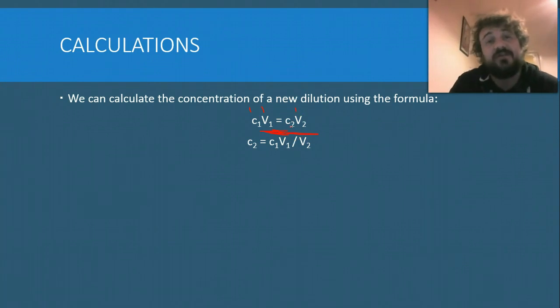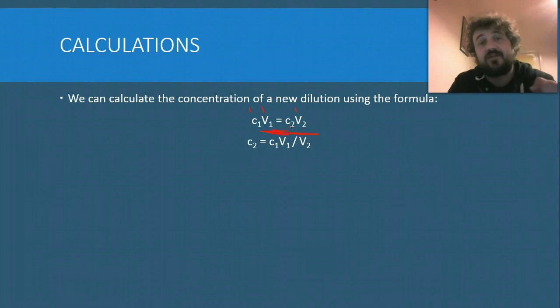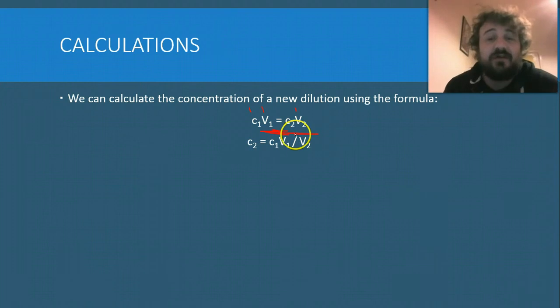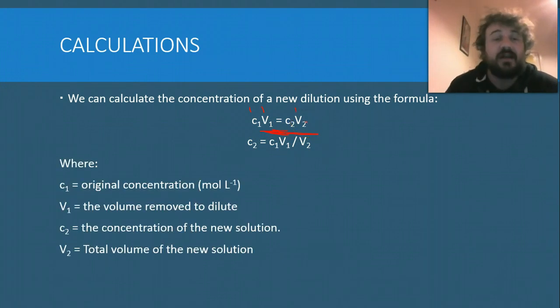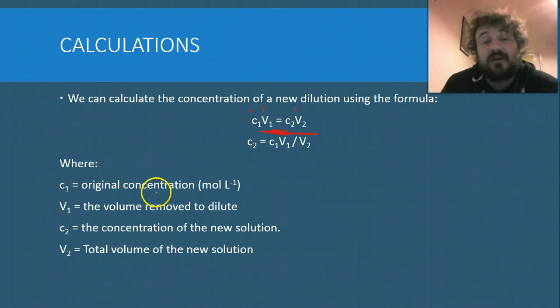So we've got our original solution. So here's our stock bottle, and here's our first dilution, or the only dilution if that's what we're doing. We want to know the concentration in there. Now, you rearrange this formula to get C2 on its own, and you do this by dividing by V2. All right, so what are they? Now, C1 is the original concentration. You'll probably have to work that out. That's usually the first step. V1 is the volume removed to dilute.